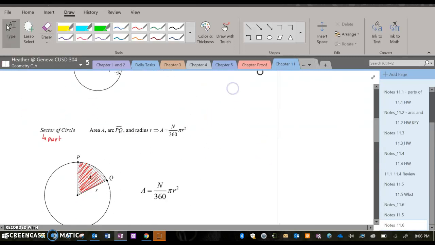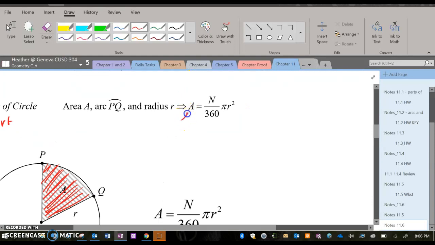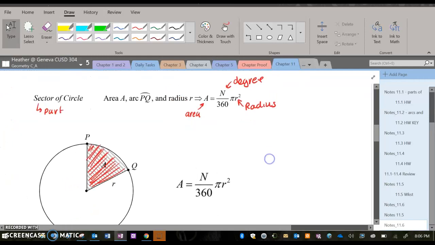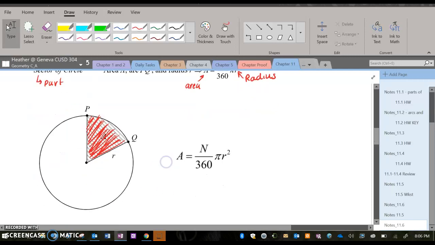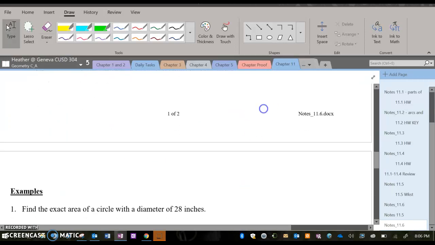And so this one here, we have A, which is area. And then we have N, which is the same as from the arc length. N is the degree. And R is the radius. Okay, so everything's the same except for we have this N over 360 because we're going to be looking at only this area here that's shaded. Okay, just the little part, not the whole circle. Okay, so keep those formulas in mind.